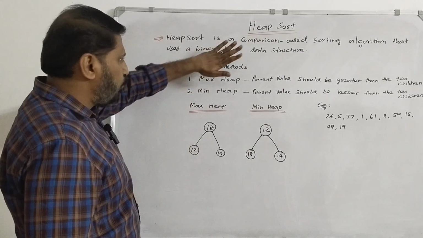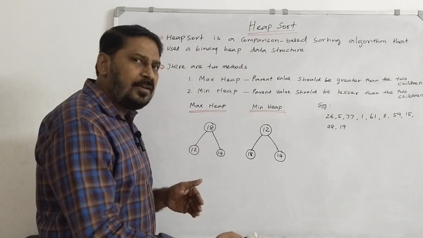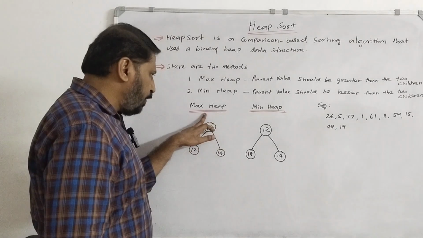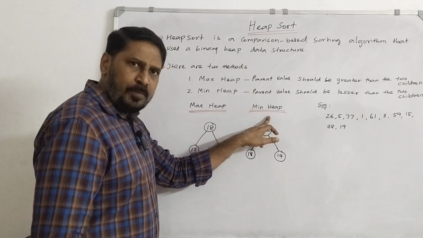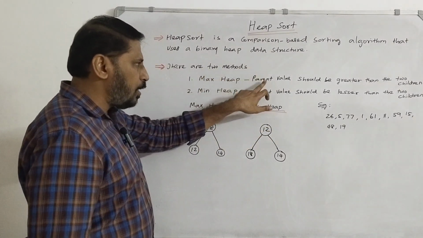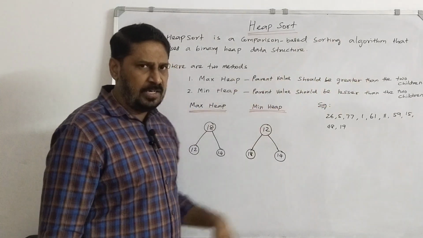As far as heap sort is concerned, we are able to sort the numbers in two ways. The first way is the max-heap method, and the other one is the min-heap method. So what do you mean by max-heap? Max-heap is nothing but the parent value should be greater than the two children.